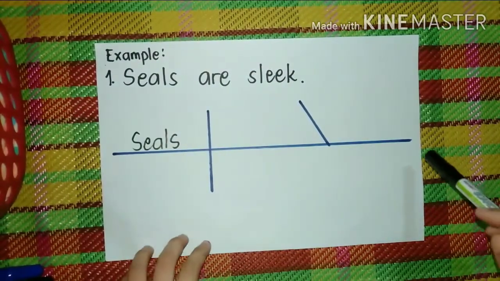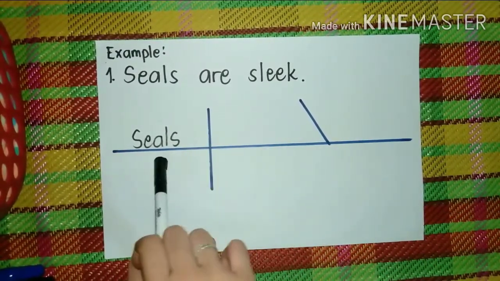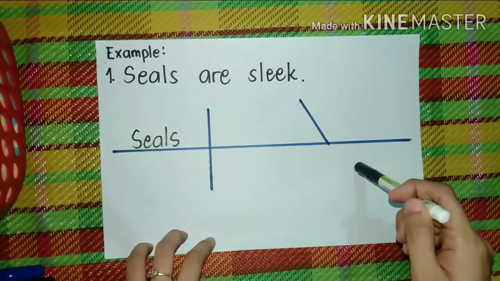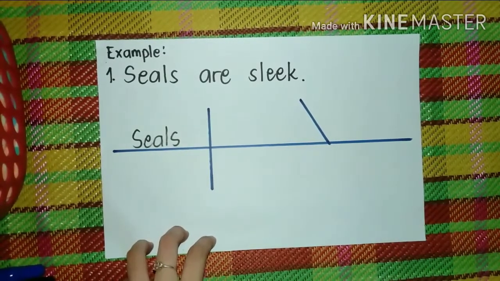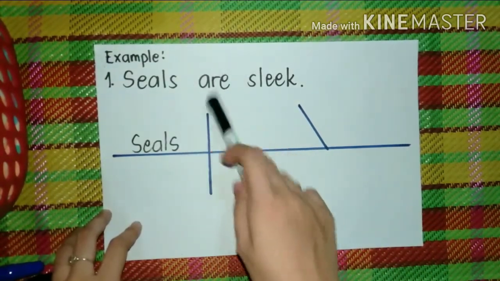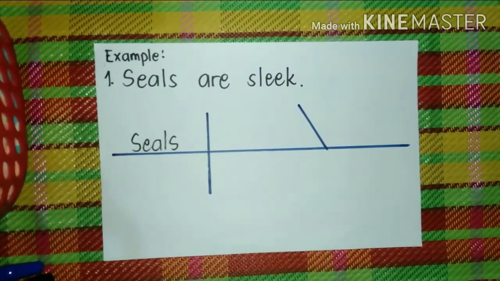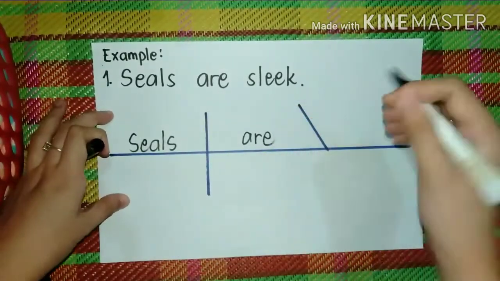Next, based on the diagram earlier, the being verb is located in between the subject and the subject complement. Now, try to identify which is the being verb. What is the being verb? So, as I've said earlier, being verbs can be classified as is, are, was, and were. And since there is the word are here, this will be considered as the being verb. So, you just have to write the word are on this part.